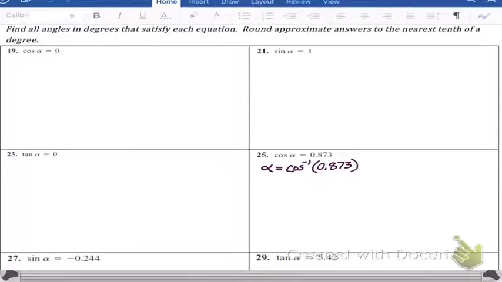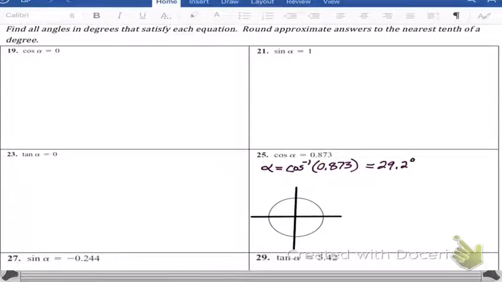29.2. And is that in degrees? 29.2 degrees? Yeah, it was in degrees. Okay. Now the big problem with this one is your calculator is going to give you one answer, but there's actually two answers.